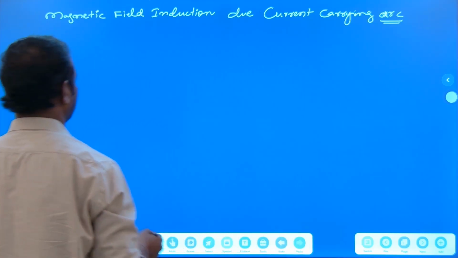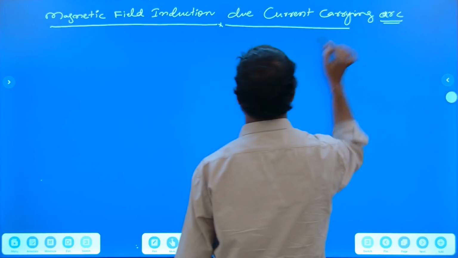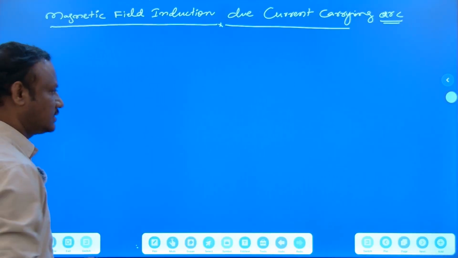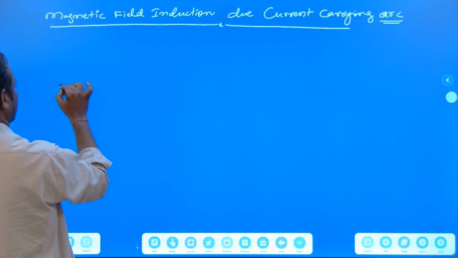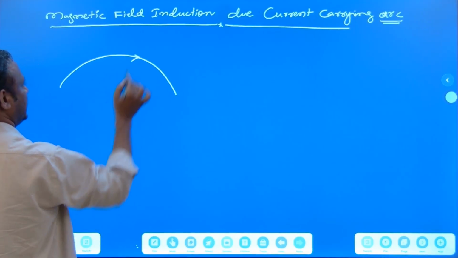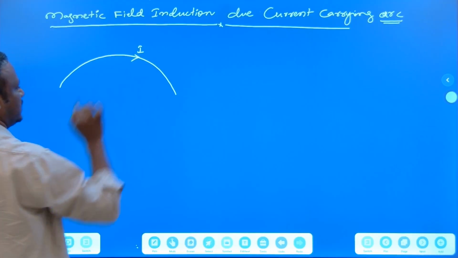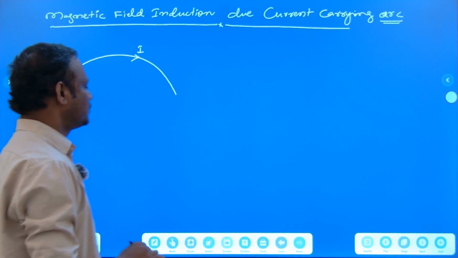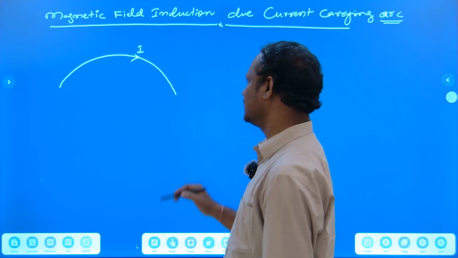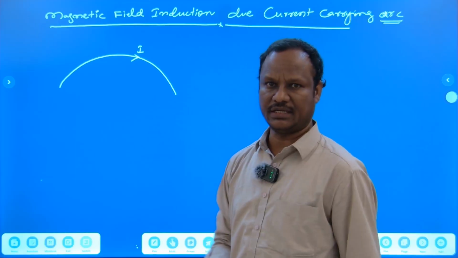So just for the problem solving, how to solve the problems based on this. First I am taking there is a circular arc. This is the arc, let it be the current passing in this direction. So if any circular arc is there, how do you calculate the direction of magnetic field?